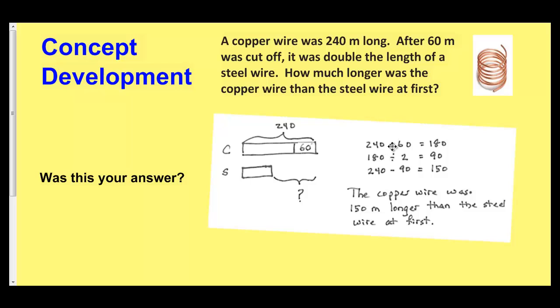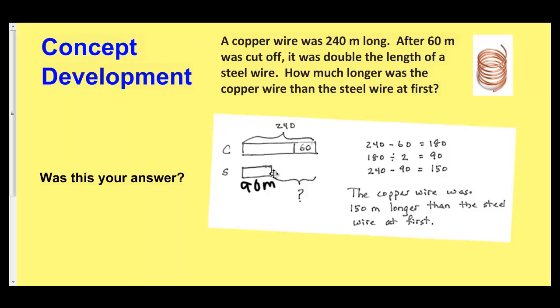The first thing I had to do was take away the 60 to get me 180. So that's how much the copper wire was after 60 meters was cut off. So that tells me that this was double the steel wire. So if this is double, then that means that the steel wire was 90 meters because 90 and 90 is 180. So now to figure out how much longer it was than the steel wire, I had to subtract. So once I did that, I got 150. So at first, the copper wire was 150 meters longer than the steel wire.